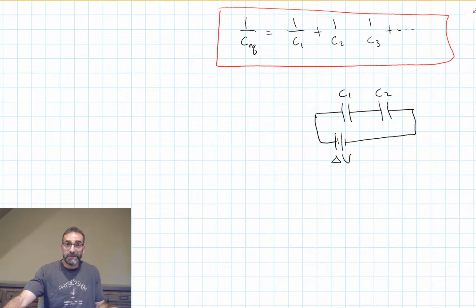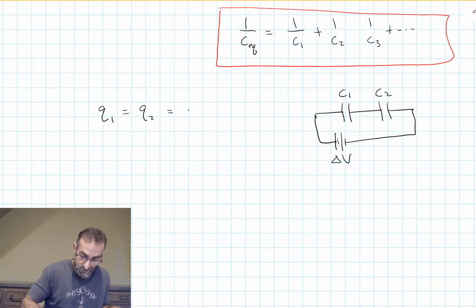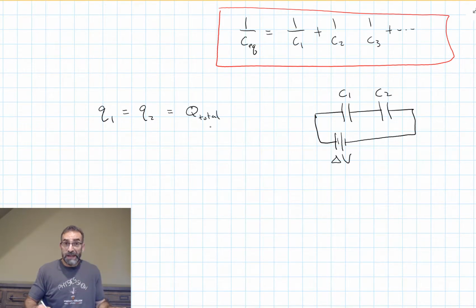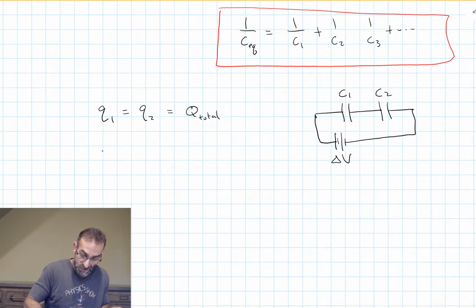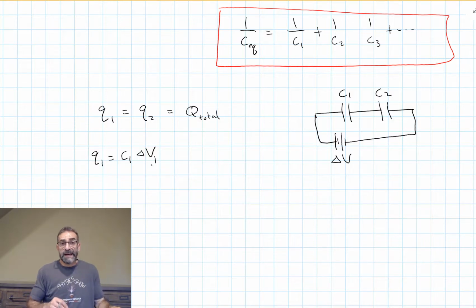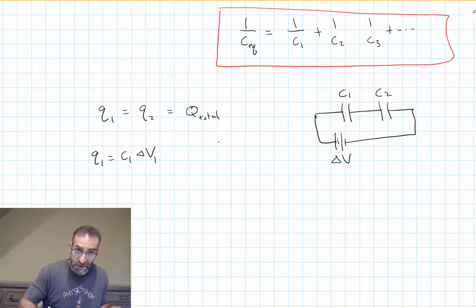You may be wondering where this equation for C equivalent comes from. Well, let's do it for a simple circuit with just 2 capacitors. We know the charge on each of these capacitors has to be the same. We also know that Q is equal to CV for a capacitor. So that means for capacitor 1, the charge on that capacitor has to equal its capacitance times the potential difference across that capacitor. The same is true for Q2.